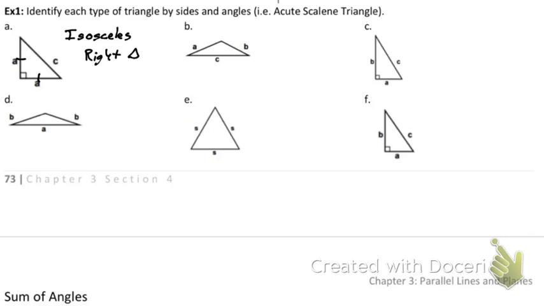You see how it says A, B, and C? That means all sides are going to be different sizes. So it's going to be scalene. And if you look, there's a really big angle that I'm highlighting in red. That's obtuse. So that means it's a scalene obtuse triangle.